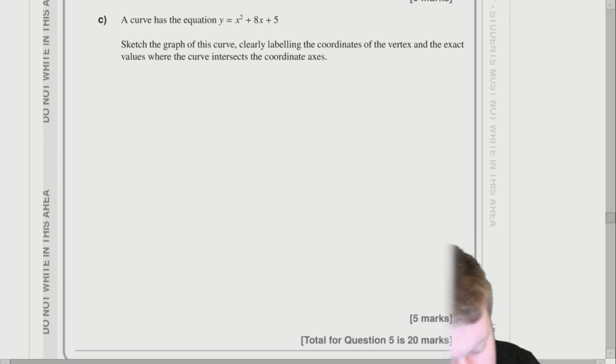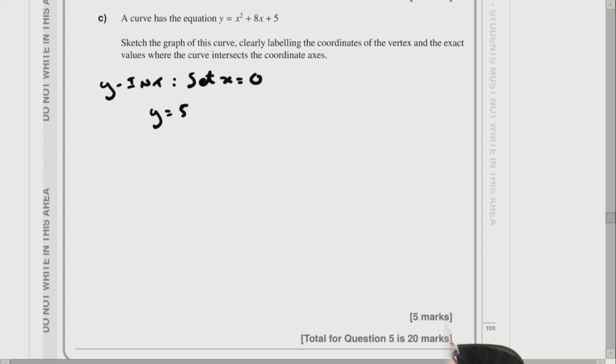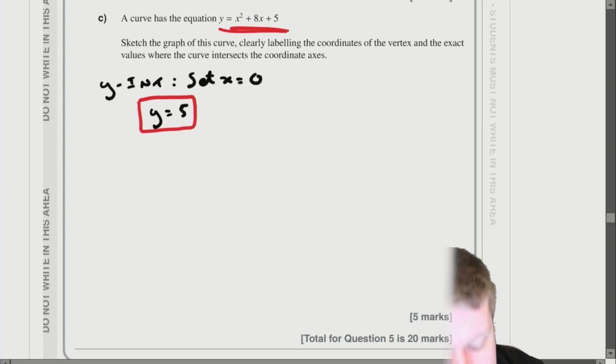So again, standard question. First things first, we're going to find the y-intercept. The y-intercept is found really easily just by setting x equal to 0. So if I set x to be 0 here, we just find y is equal to 5. Okay. So literally just go through and set x equals 0 in that equation. Okay, now we're going to find the x-intercepts.